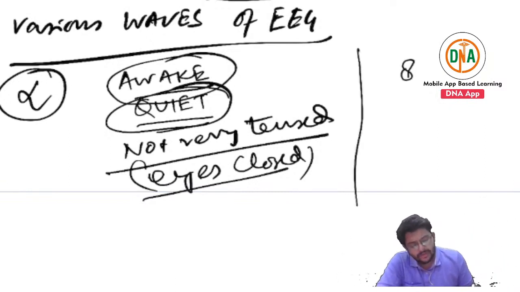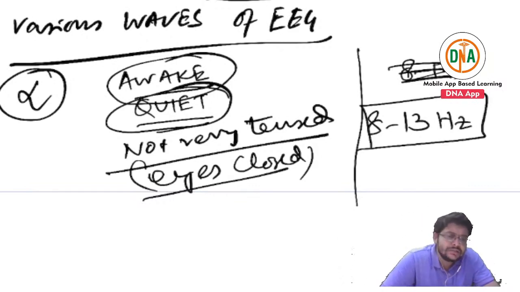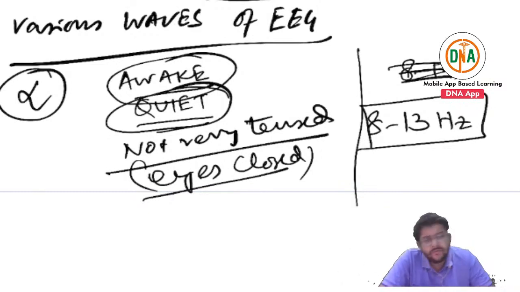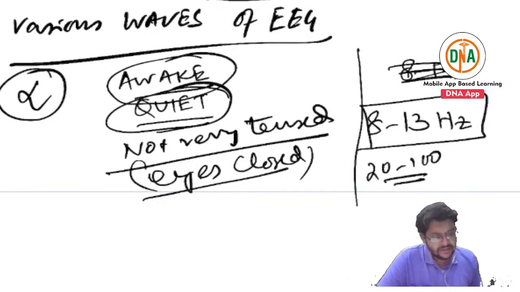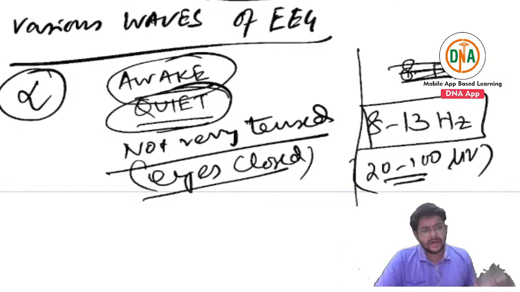The frequency of alpha wave is 8 to 14, or some books say 8 to 13 hertz. What is hertz basically? Hertz is cycles per second. That's the wave frequency. Remember one thing: if the frequency is high, the amplitude of the wave will be low. It is just an inverse relation between frequency and amplitude. In any textbook you can find the amplitude of all the waves, but only the frequency you need to remember to secure marks. You should not burden your head with the amplitude. Generally 20 to 100 microvolt is the amplitude of alpha wave, but generally you will not be asked about this.